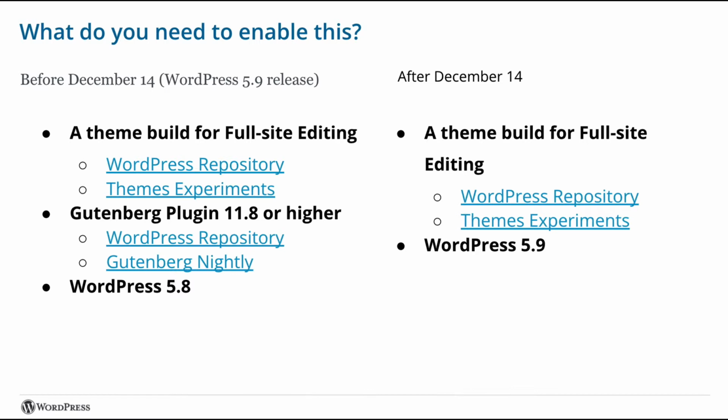So before December 14th, and that date is actually the scheduled release date for WordPress 5.9, so before your site is updated to 5.9, you would need a theme built for full site editing, either from the WordPress repository, and there's also a theme experiments link here that goes to a GitHub repository where the theme team shares their experiments. They also share their tools there. One of them is a create theme script. So you can run this and then have a scaffolding of a full site editing theme.